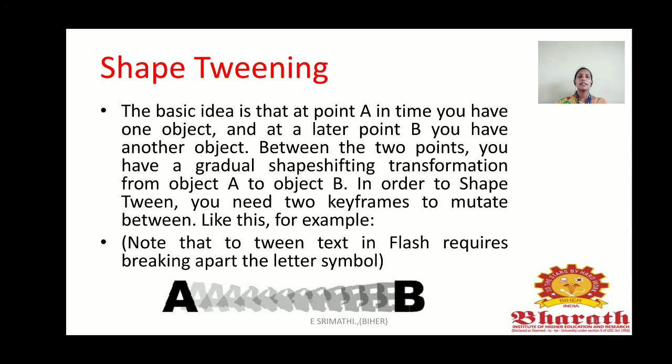For example, we have given one small representation of it. From A to B, it is just getting animated. So, it is just transforming from letter A to letter B. This type of making the shapes itself different, we will call it shape tweening.